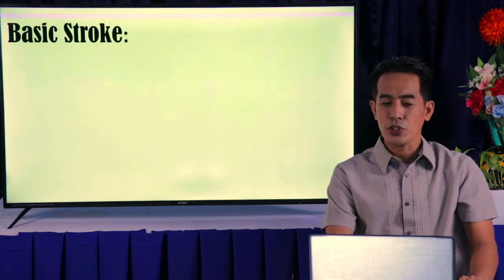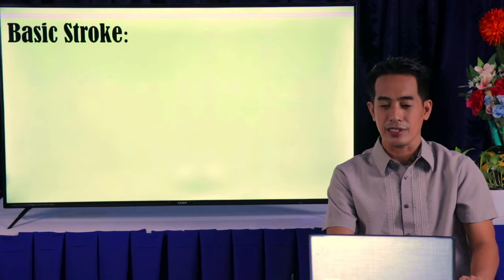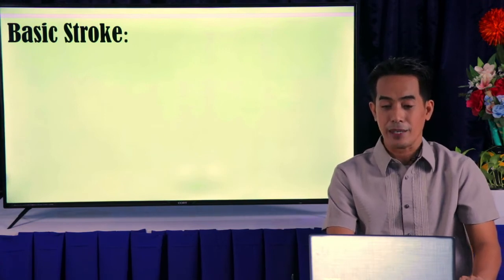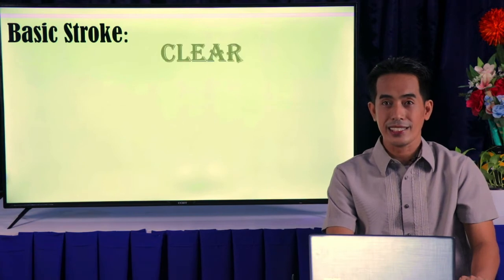Now that you are acquainted with the types of grip, let us also try to familiarize ourselves with the basic strokes in badminton. A badminton stroke is the movement of the player's racket with an intention to hit the shuttle. There are six basic types. The first one is clear.